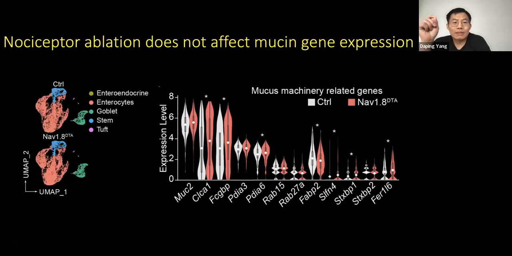We also wondered what's the effect of nociceptor ablation on goblet cells. So we performed single cell sequencing of total epithelial cells isolated from the knockout mice, and compared with control, you can see there's no obvious difference to the cellular composition. And we also analyzed the expression of mucus-related genes. As you can see from here, most of the mucus-related genes, especially MUC2, show no obvious difference, which again suggests that the nociceptor neuron regulates the mucus layer by regulating the mucus secretion instead of regulating the mucus synthesis.